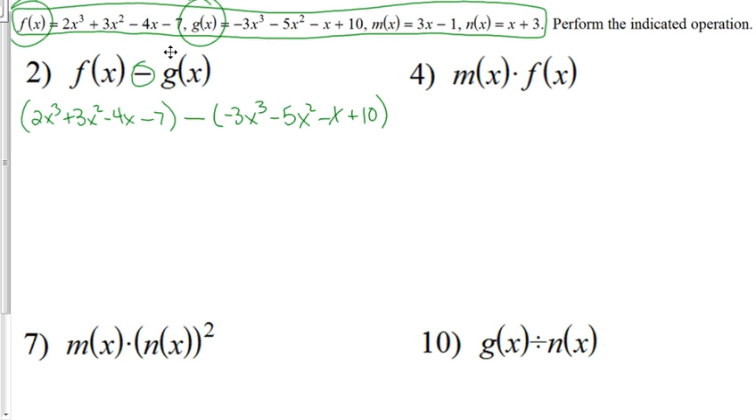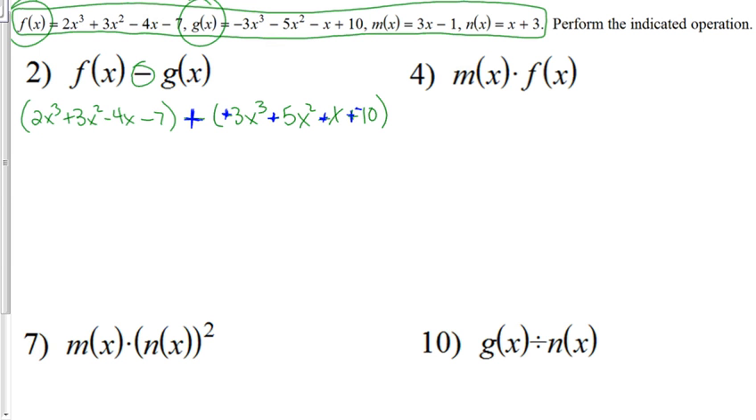Now the reason I picked the subtract one is because it's the same as the addition one, except it's subtraction. So we're going to change it to addition, but when you do that, adding the opposite changes all the signs of the one after. So the negative 3x cubed turns into positive 3x cubed. The negative 5x squared turns into positive 5x squared. The negative x turns into positive x, and the positive 10 turns into a negative 10. So then combining like terms is all you need to do. On the addition one, you don't need to change anything. You just combine the like terms.